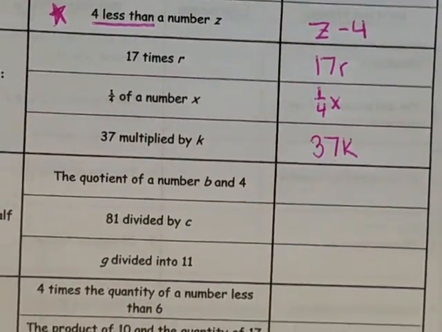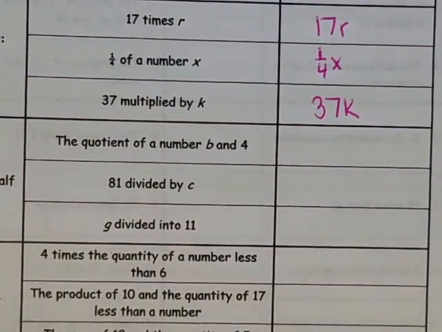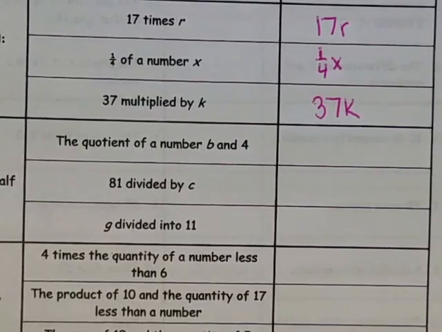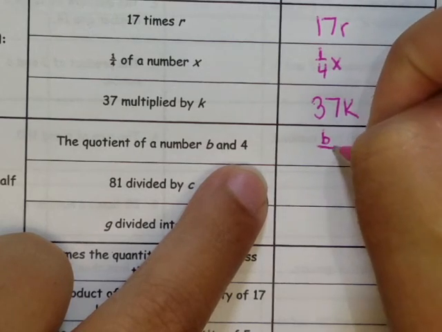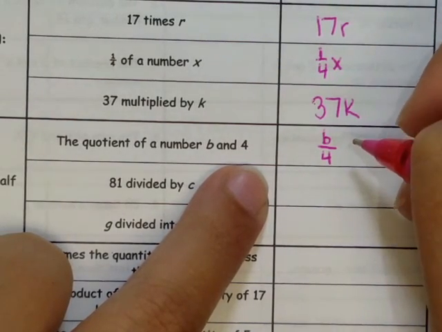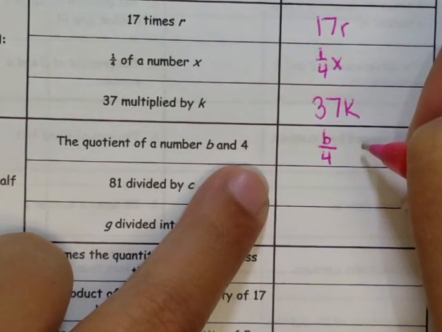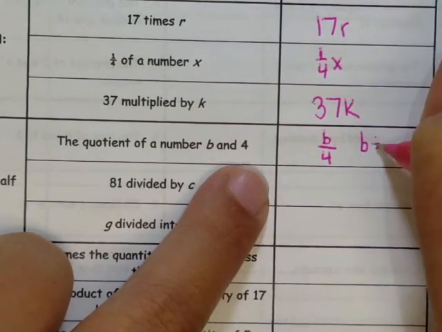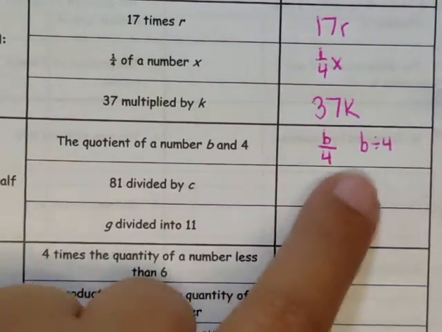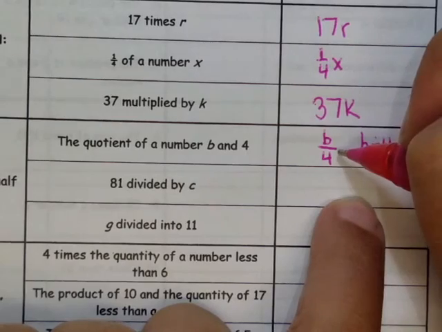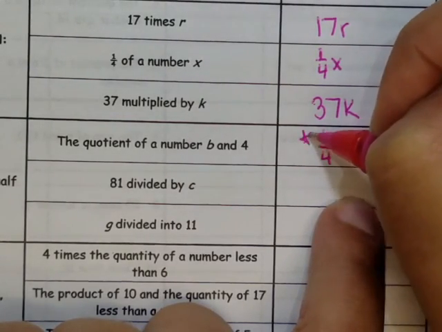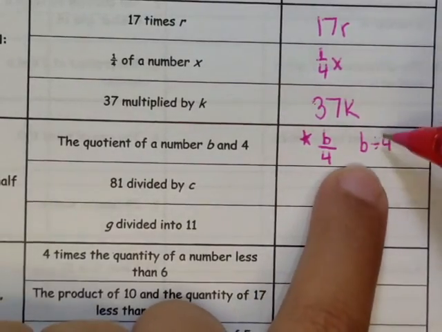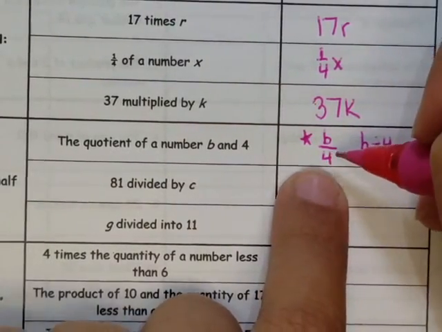Alright, next is division. Again, order matters with division, so be careful with this. Quotient of a number b and 4. I know that most of us want to write it as b divided by 4. I don't mind it this way, but this is the way that I prefer. So let's put a star next to this one. This is how I prefer it. You can write it that way, but you're mostly going to see it written this way.